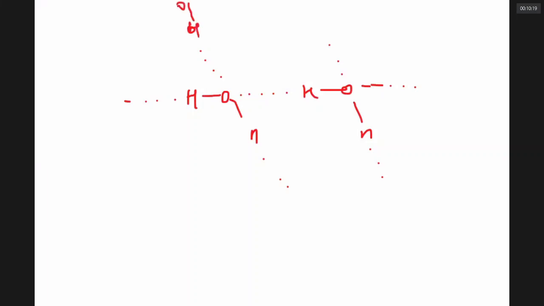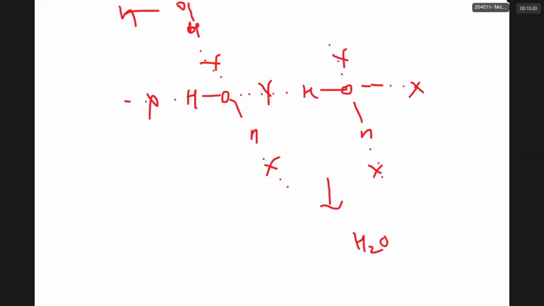Also, if you want to convert water into vapor phase, you have to break all the hydrogen bonds. You will just get separate water molecules. Because you have to break all the hydrogen bonds to get separate water molecules, you require more heating. In vapor phase, in gas phase, no hydrogen bonds.